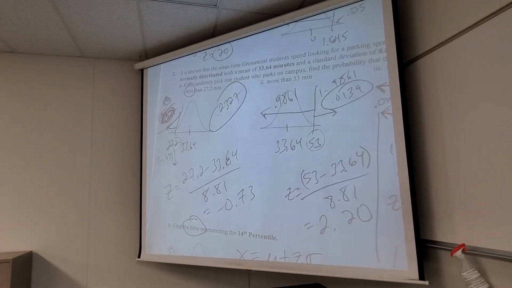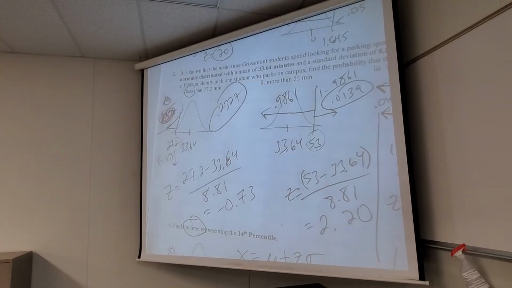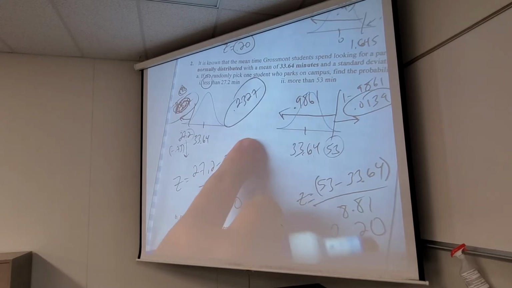X could be minutes to find a parking spot. It could be length of the tail of a Tyrannosaurus Rex. It could be whatever, right? Everybody with me? X's are just raw scores. They're whatever I looked at and wrote down. They're the data. What do I do with those data points? I make them into a z-score. And then what do I do with the z-scores I get? What was the next step after we got the z-score? Area.